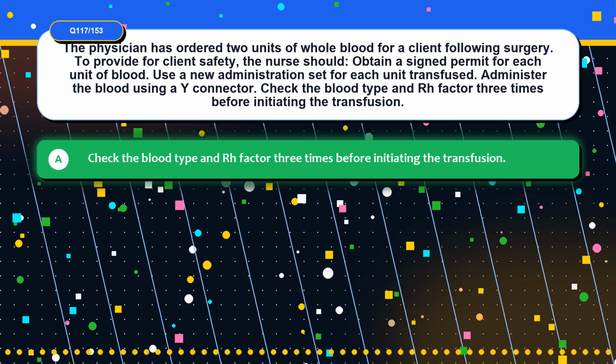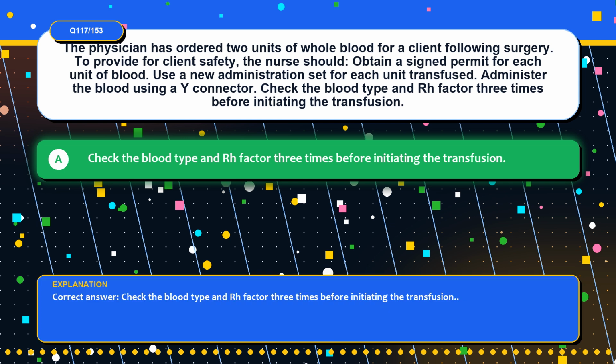The correct answer is option A. Check the blood type and RH factor 3 times before initiating the transfusion.